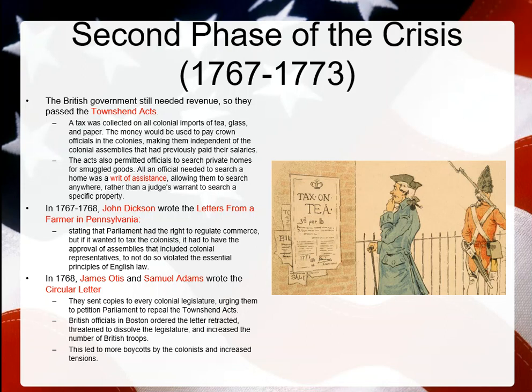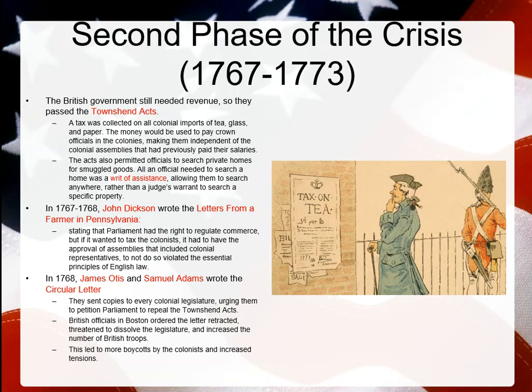You have John Dickinson, who wrote the Letters from a Farmer in Pennsylvania, and basically what he's telling them is that we have the right to assemble, we have the right to representatives, and if you violate those laws, you're essentially violating the basic essential principles of English law itself. And then in 1768, you got James Otis and Samuel Adams, and they wrote the Circular Letter. And basically, they sent copies to other colonies and to their legislators, saying, "Look, tell Parliament to repeal the Townshend Acts. Let's start letting them know that we're not okay with this."